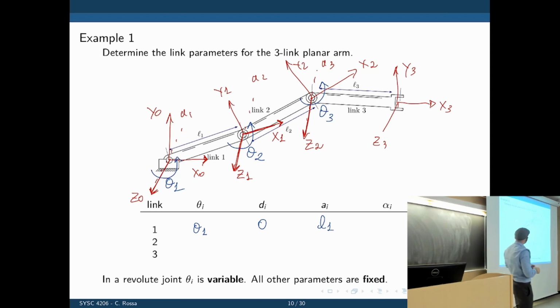And then the last one is alpha 1. Alpha 1 is the rotation of the z-axis about x. Are they rotated? No, they're still both coming out of the plane. If we were to rotate them about x, then we would be going up and down like that. They are both coming out. So what's alpha 1? 0.